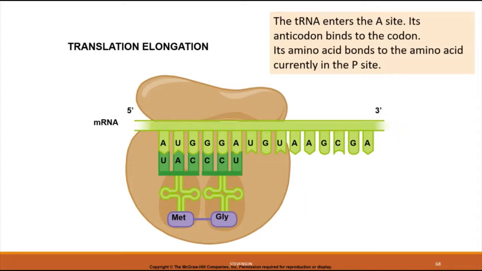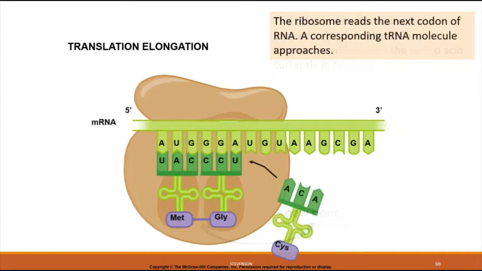When it does so, the amino acid that is being carried by this new tRNA molecule will form a bond with the amino acid that is currently hanging out in the P site. So now we have two amino acids that are connected to each other. At this point, the ribosome is ready to read the next codon, but of course there's not enough room for another amino acid because the ribosome only has two rooms and they are both occupied.